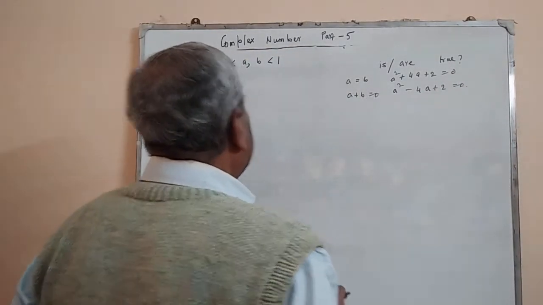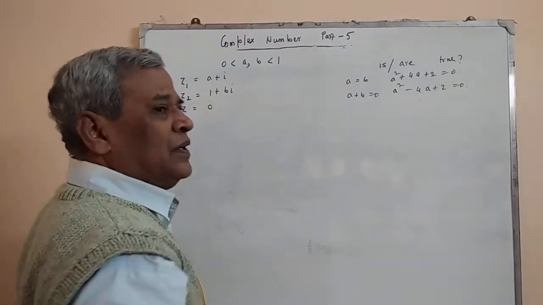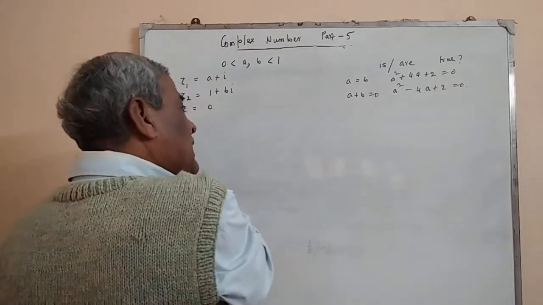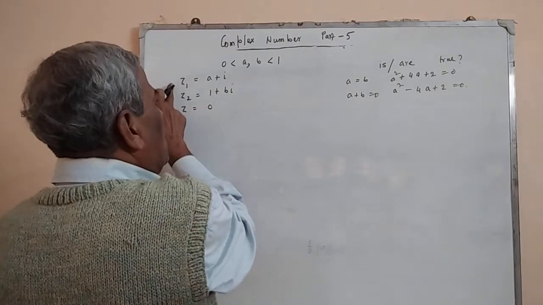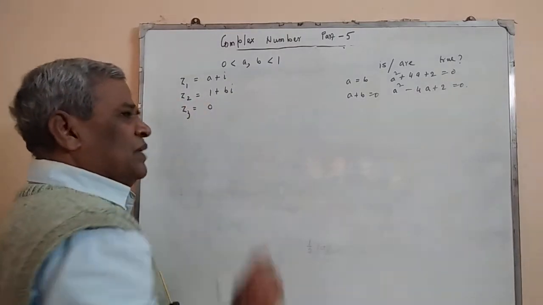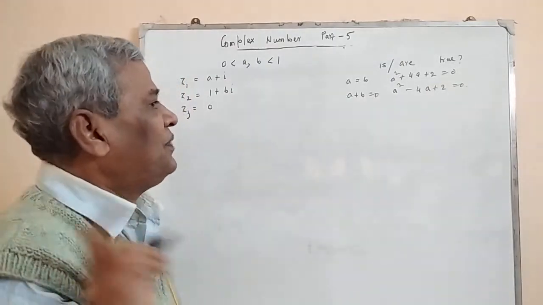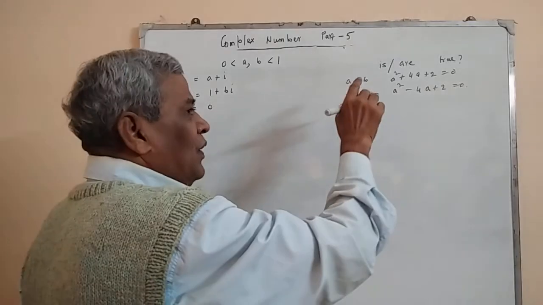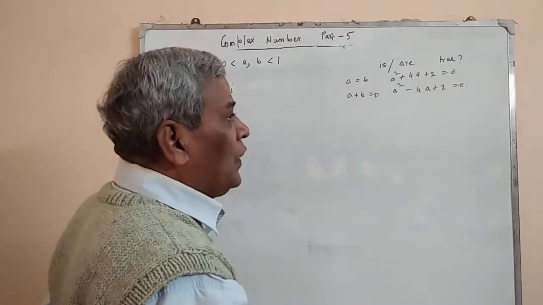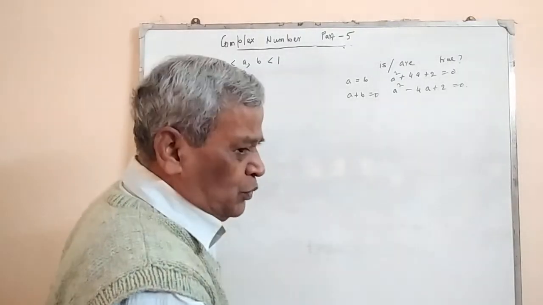Now let us see the problem. Given that A and B are real numbers and lie between 0 and 1, three complex numbers Z1, Z2, Z3 are given, and they form an equilateral triangle. Then which one or which of the following is or are true? The answer may be 1, maybe 2, maybe 3, maybe 4.